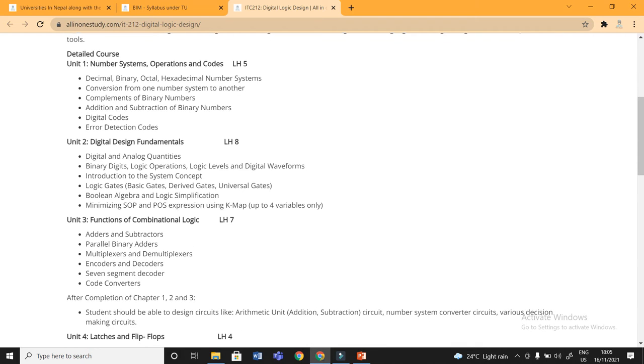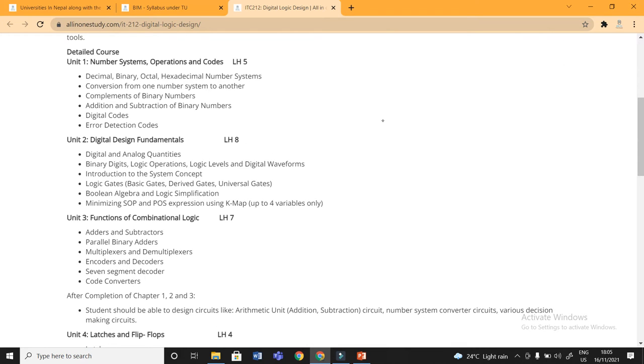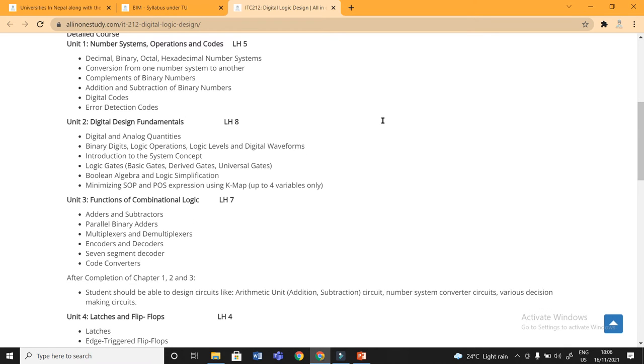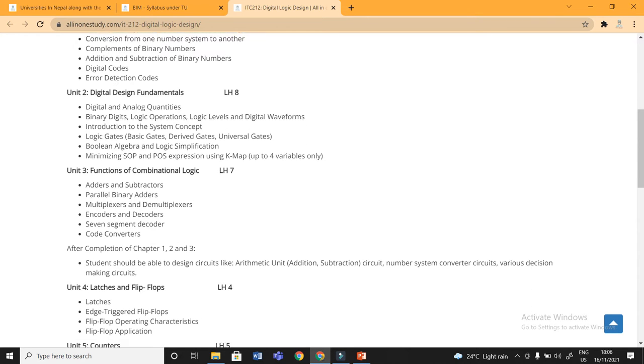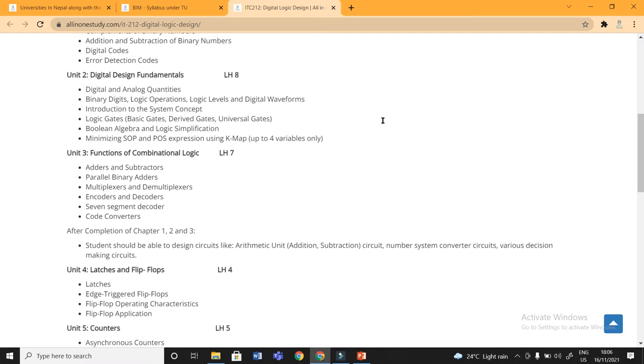In unit 2, we will deal with digital design fundamentals, which include the differentiation between digital and analog quantities, their basic definitions, and other things. We will also deal with terms like binary digits, various logic operations, logic levels, and the basics of digital waveforms. Then we will define what a system is and its basic concept.